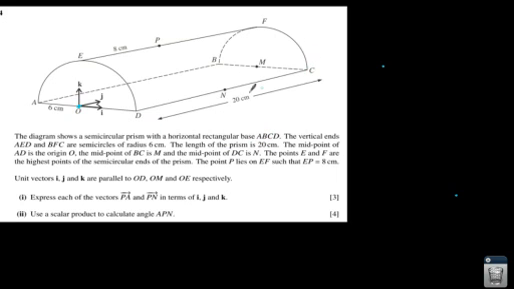Okay, so we can see that marked for DC. And the midpoint of AD is the origin, O. Okay, so this would help if we're doing position vectors. The midpoint of BC is M, and the midpoint of DC is N. The points E and F are the highest points on the semicircular ends of the prism. And the point P lies on EF such that EP is 8 centimeters.